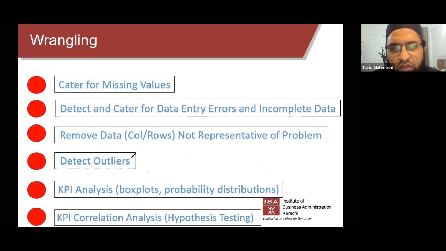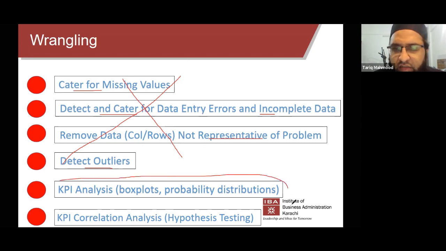So now these activities that I have listed, the missing values, data entry errors, incomplete data, useless data, outliers, we need to remove that. So that is one part of the game of wrangling. The other part is to understand the data. So this is more like cleaning. All of this is cleaning the data. And this is more like understanding the data.